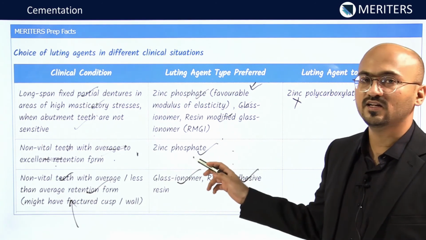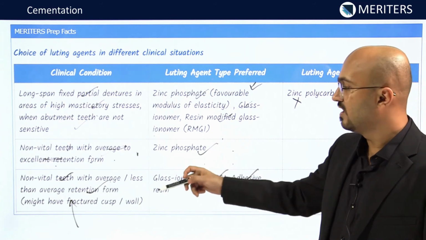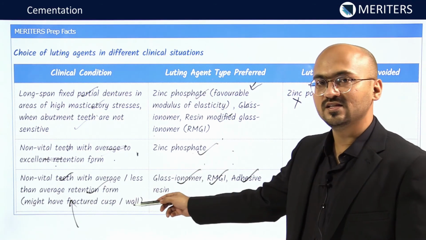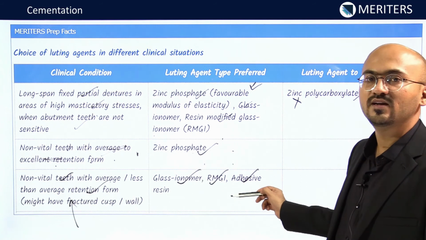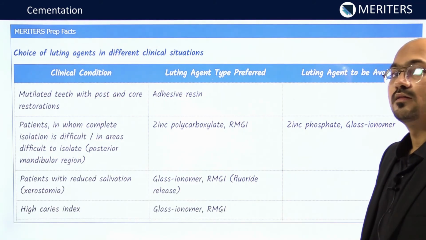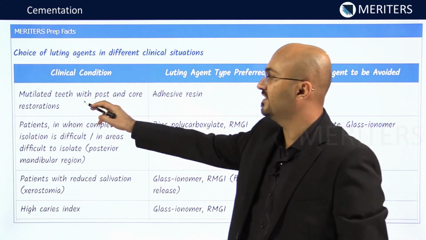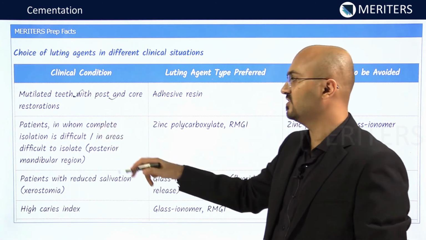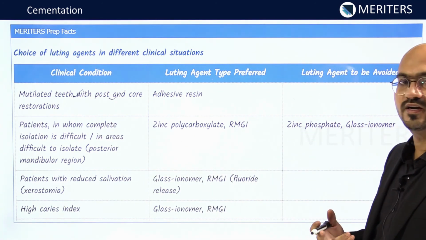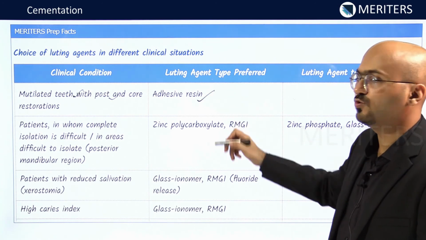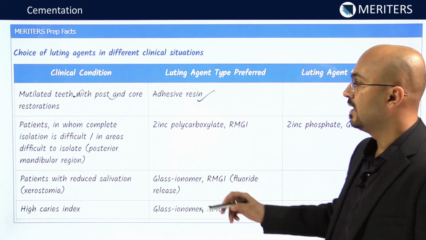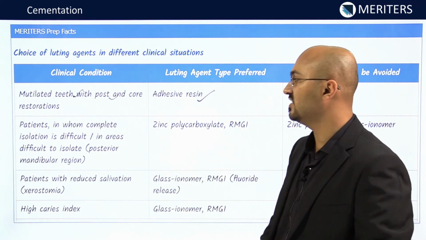So in excellent retention form you will use zinc phosphate, and in average or lesser retention form you will use glass ionomer and resin based cements. Then like we discussed earlier, for mutilated teeth which require a post and core restoration, it could be a cast or a prefabricated post, you will use adhesive resin. You can also use glass ionomer cements. Patients in whom complete isolation is difficult.